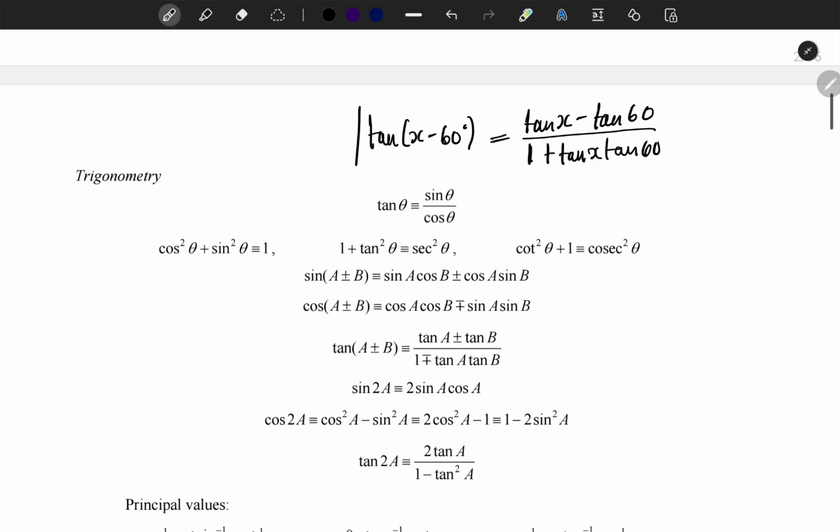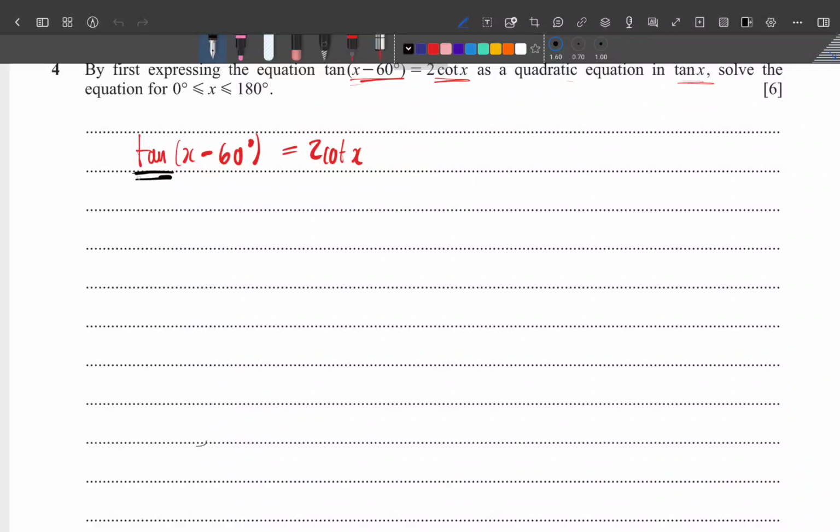Can you see this? This is what we are going to have, so let's just copy this. So tan(x − 60) is what? Tan x minus tan 60 divided by 1 plus tan x tan 60. So now let's change ours. Here we are going to say this is tan x minus tan 60 all over 1 plus tan x tan 60. This is equal to 2 times, what is cot? Cot is 1 over tan. So this is cot x, so it will be 2 times 1 over tan x.